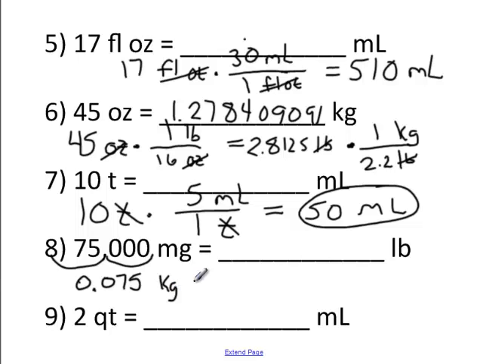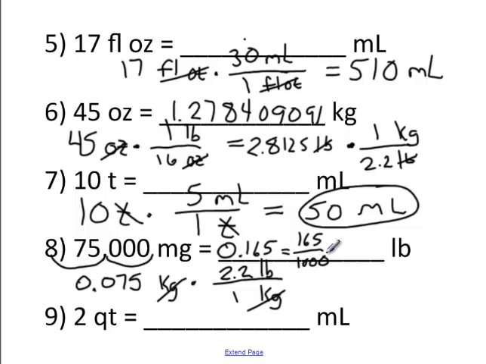And now to convert that to pounds, kilograms has to be in the denominator, pounds has to be in the numerator. And we know there are 2.2 pounds in 1 kilogram, so we divide out the kilograms, and our answer would be 0.075 times 2.2, which is 0.165, which is 165 thousandths, and then you reduce that. So if you had 165 over 1,000, that reduces to 33 over 200.